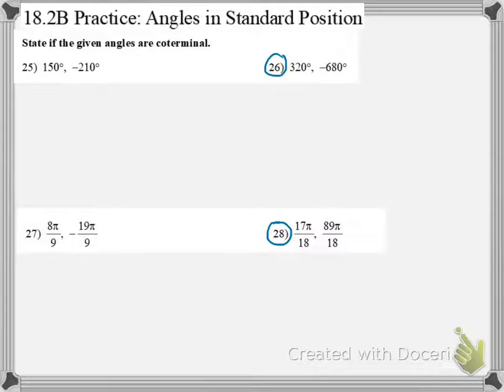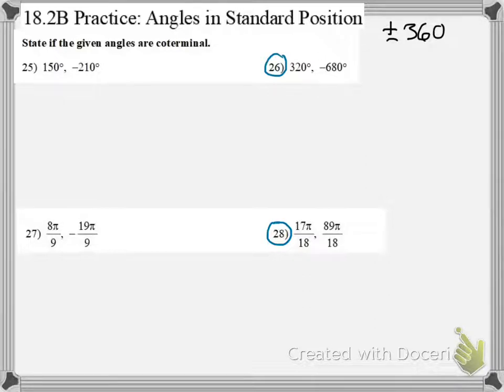Okay, let's look at the next page. One more page. This is the last page. Number 26. State if the given angles are coterminal. And remember, coterminal means that you can add or subtract 360 and it matches up. We did some of these in the notes today.